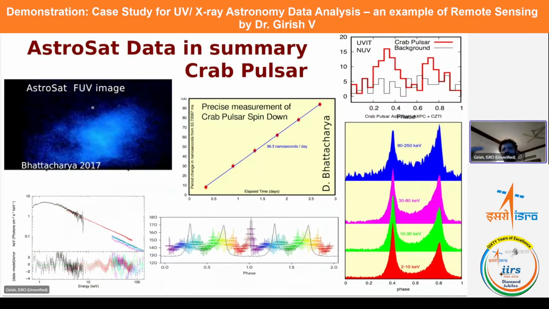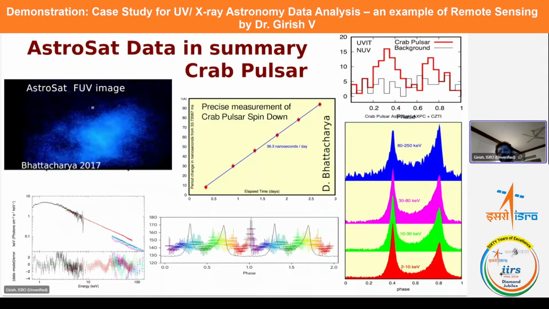On the top right, all the images and plots are from one target, Crab. On the top, you have the pulse profile of Crab in UV, NUV mainly. At the bottom you have pulse profiles from different detectors. Bottom most is SXT. The middle two, green and pink, are from LAXPC, and the top blue is from cadmium zinc telluride. You can clearly see a lot of variation.